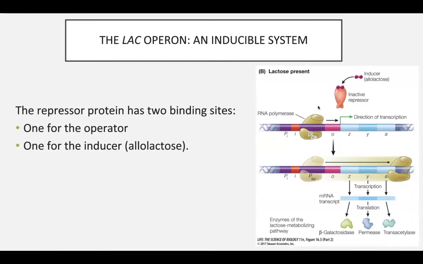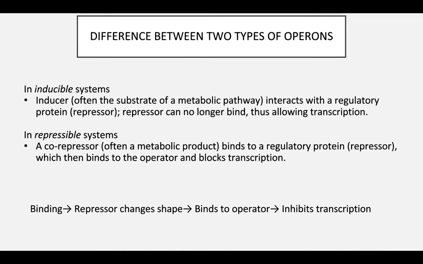As it detaches from the transcript, now RNA polymerase can bind to the transcript, create its own mRNA transcript, and then translate it in order to create your enzymes necessary to metabolize lactose. So now there are differences between two types of operons.